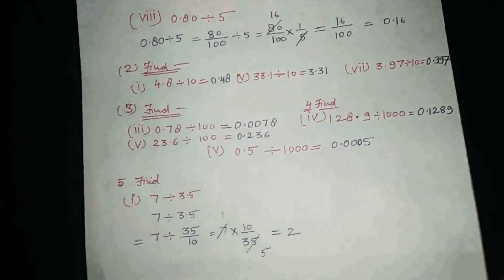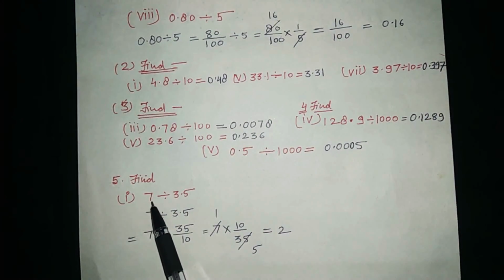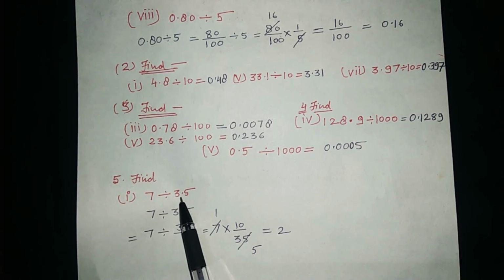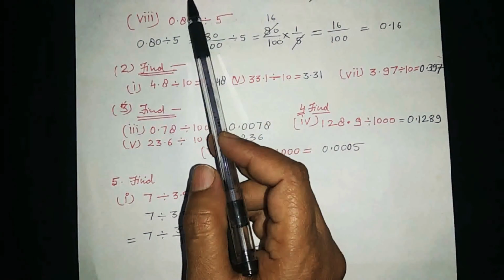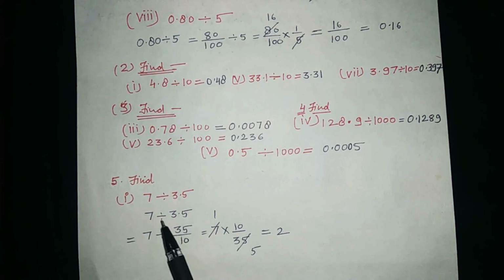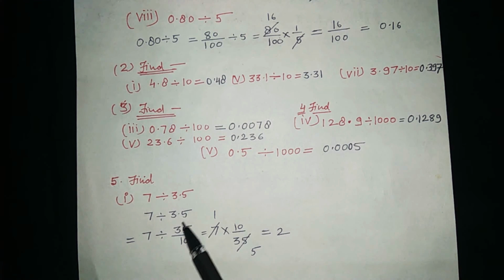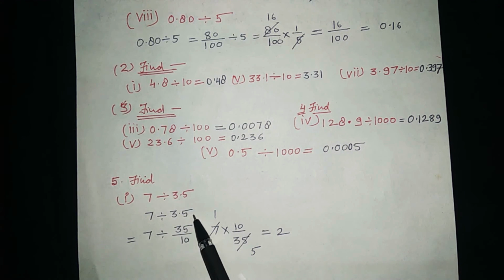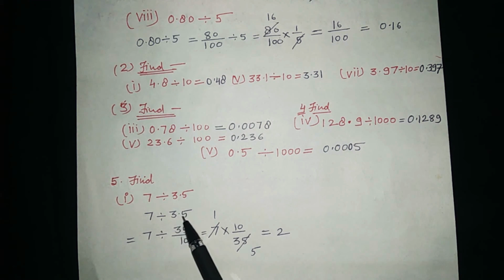Now see question number 5. Here we have to divide a whole number by a decimal number. In the first question we divided a decimal number by a whole number. Now we will see how to divide a whole number by a decimal number. Now see, 7 divided by 3.5. 7 we will write as it is, and for 3.5 we will write 35 upon 10. I think it is clear to you that we have written the decimal number in the form of a fraction.